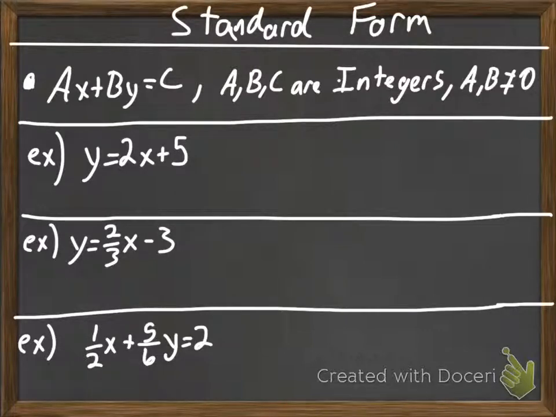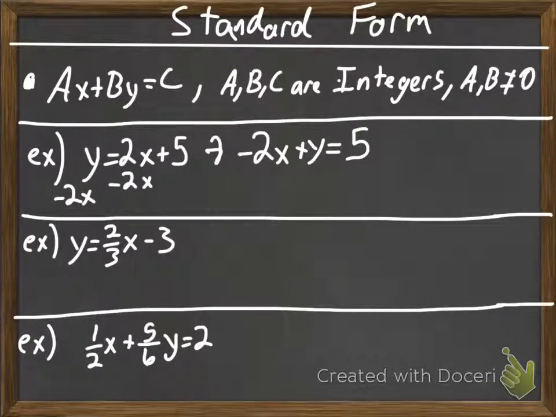So the first example, y equals 2x plus 5. We want to get the x and y on the same side. So I want to move my 2x, so I'm going to subtract the 2x, and we get negative 2x plus y equals 5. Now, generally, if there's fractions, you want to get rid of fractions first, but because there weren't fractions here, we went ahead and moved. But that is very different than our second example.